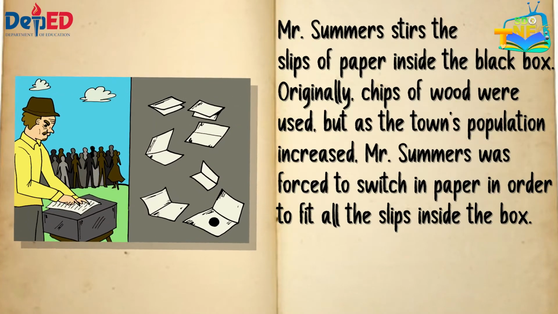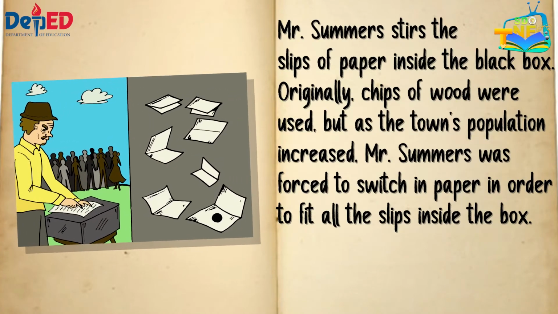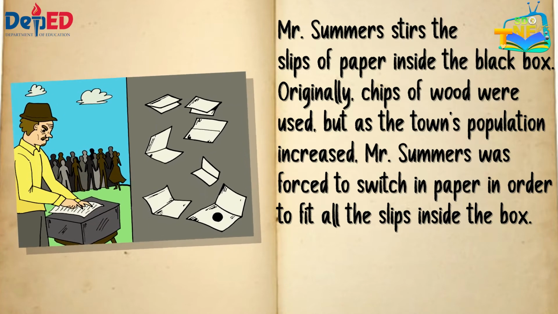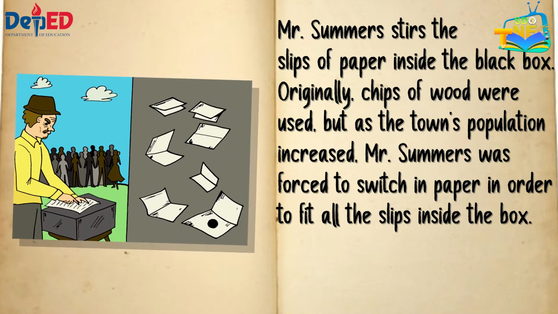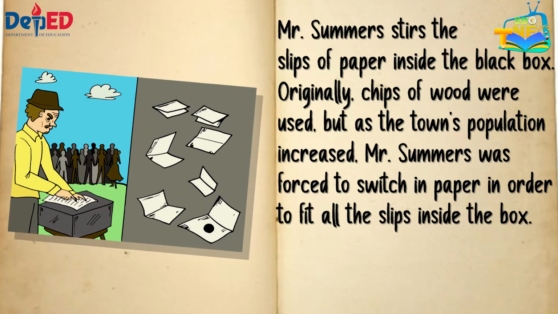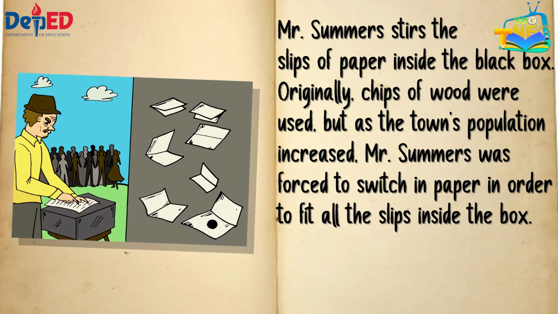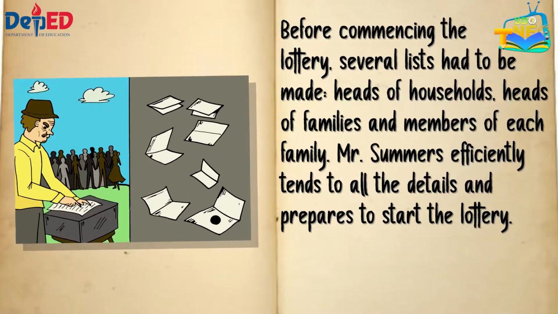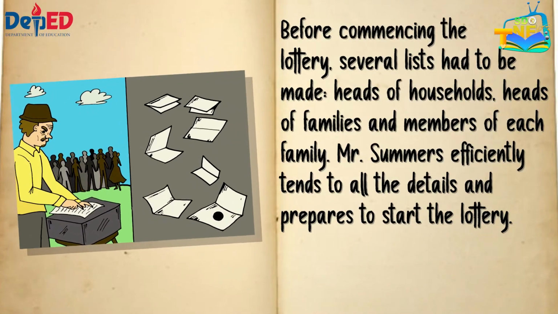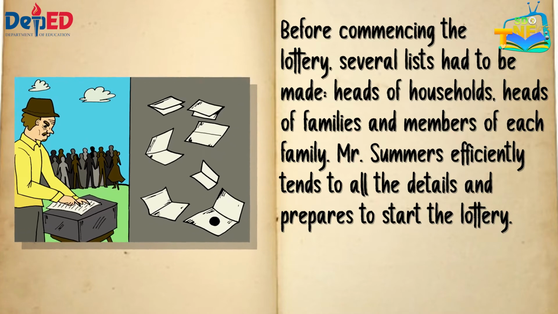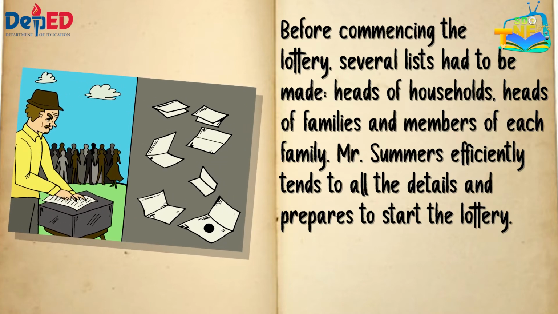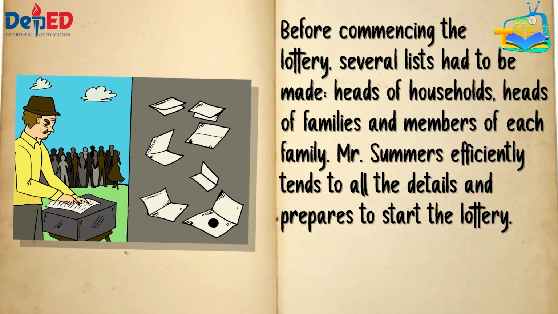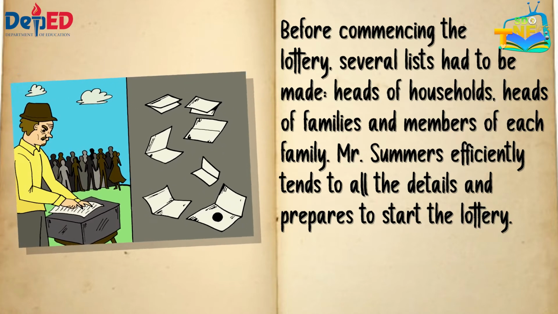Mr. Summers stirs the slips of paper inside the black box. Originally, chips of wood were used, but as the town's population increased, Mr. Summers was forced to switch to paper in order to fit all the slips inside the box. Before commencing the lottery, several lists had to be made: heads of the households, heads of the families, and members of each family. Mr. Summers efficiently tends to all the details and prepares to start the lottery.